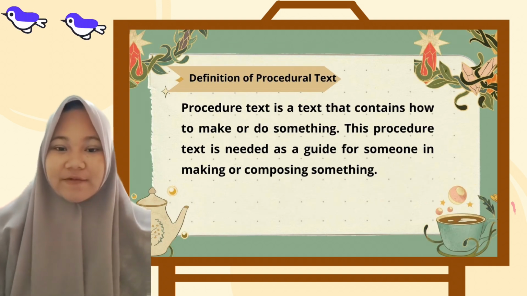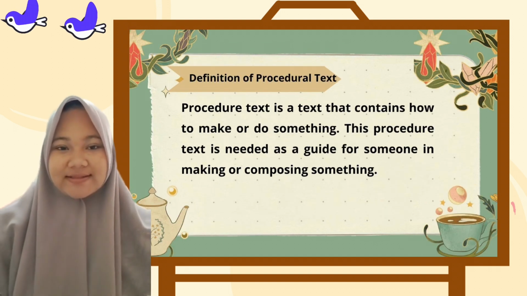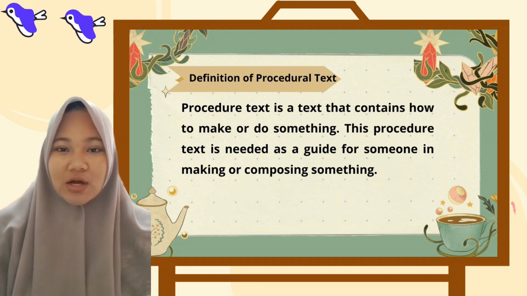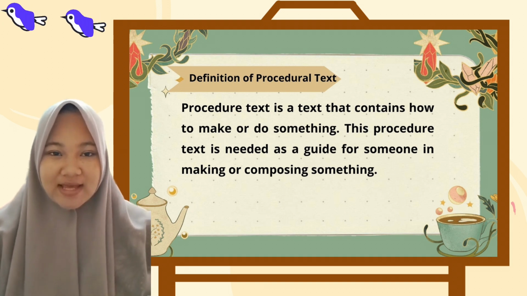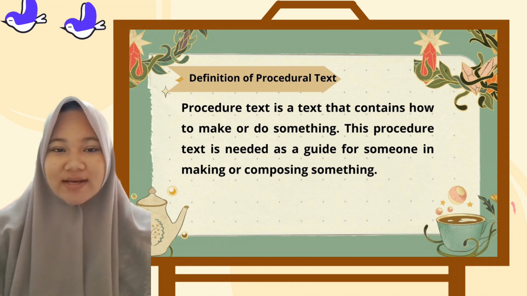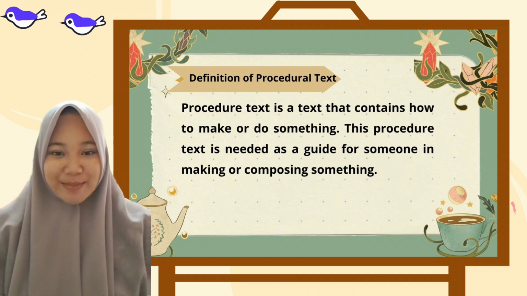The first is the definition of procedural text. Procedural text is a text that contains how to make or do something. This procedural text is needed as a guide for someone in making or composing something.